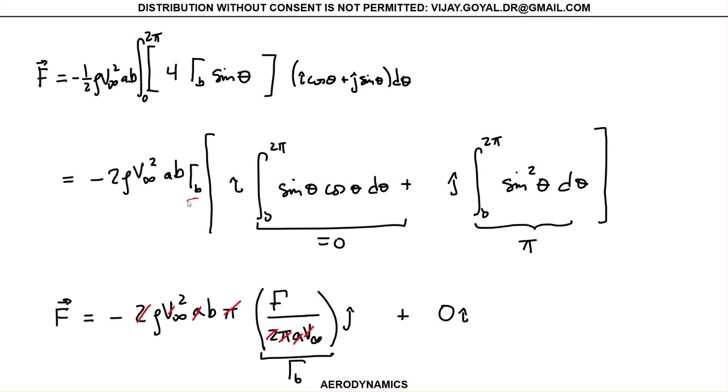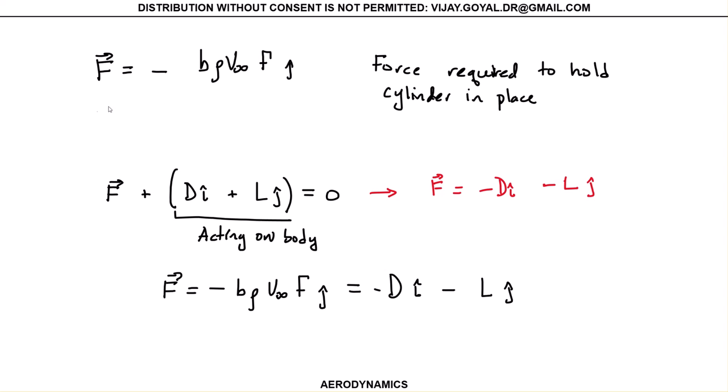I can replace what this was, gamma b, that's equal to what's inside here. And then I can cancel out some terms. And at the end of the day, what you end up with is F is equal to this load right here. Now, note that this is the force required to keep the cylinder on hold. This is not the force actually acting on the body. Okay, so if I take this plus the force acting on the body, that has to be 0. So from here, you find that this is equal to this.